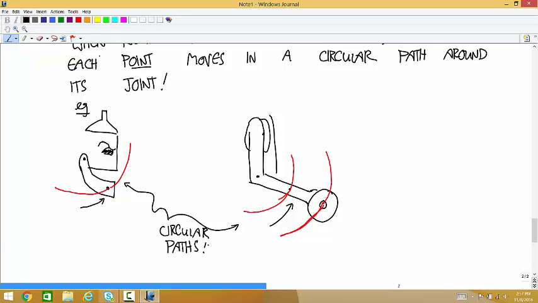Okay, so it's not really that objects are more likely to move in circular paths than in other shaped paths. It's that when we start talking about rigid bodies, the relationships between points on rigid bodies require that points move in circles around the joints. So that's why this is sort of a lead-in to talking about rigid bodies.